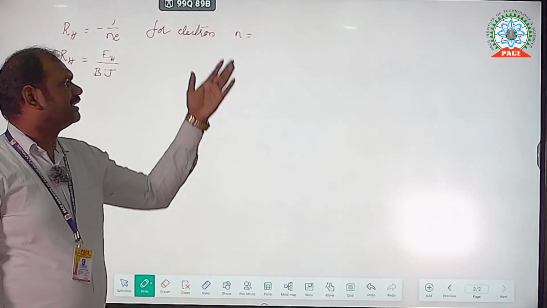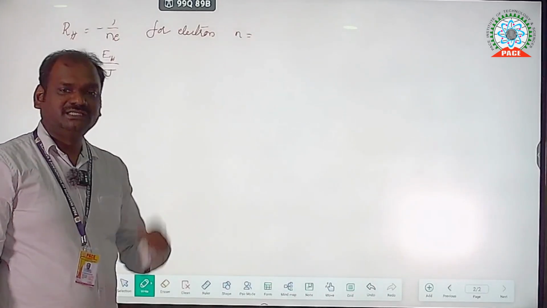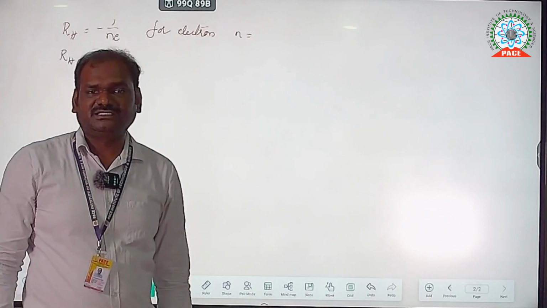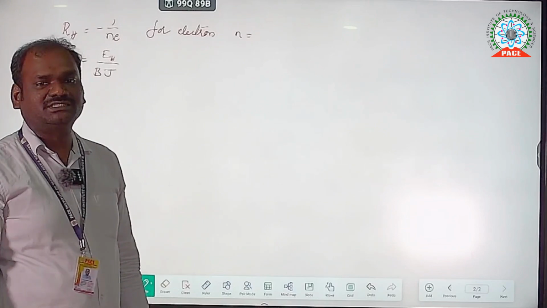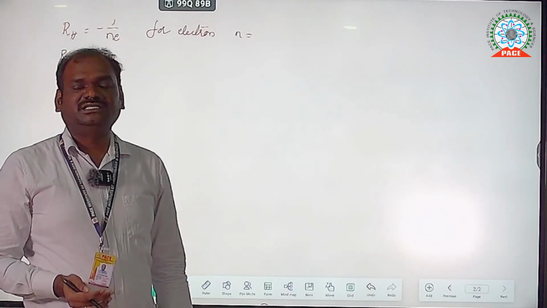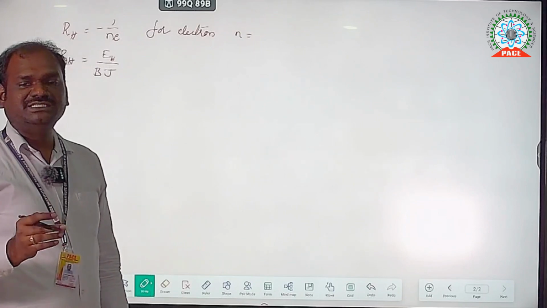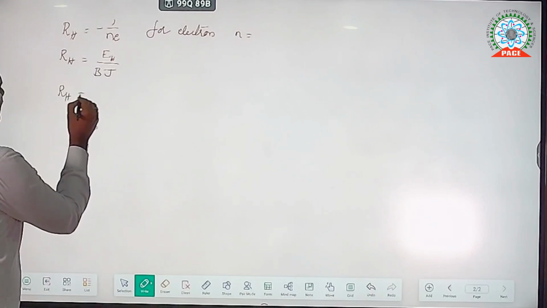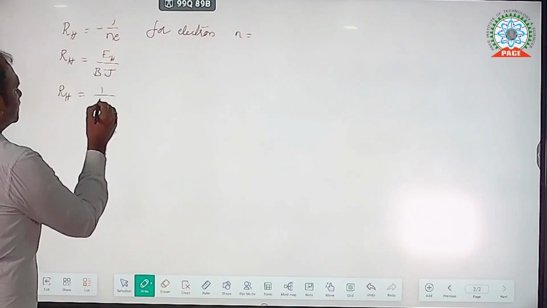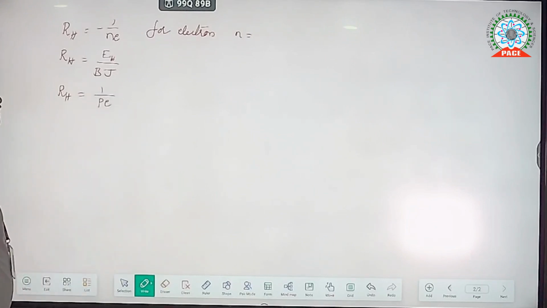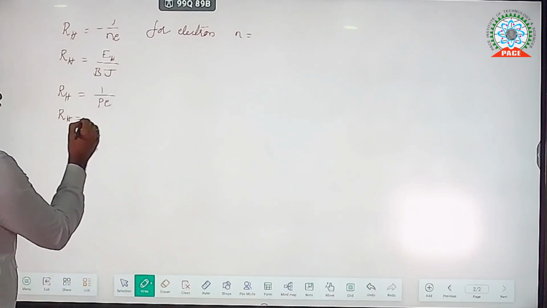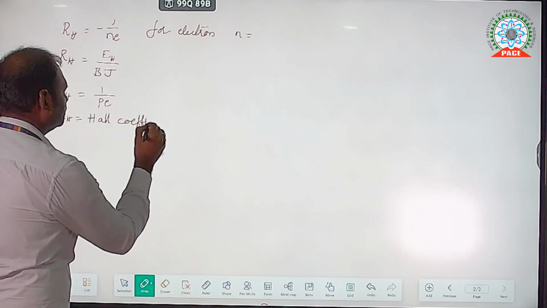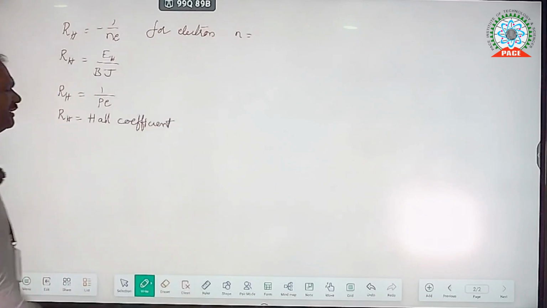Majority charge carriers are electrons in the case of an N-type semiconductor. In that case, we can take carriers as electrons. But if it is a P-type semiconductor, majority charge carriers are holes. They are positively charged. The concentration of holes is indicated by p. Then the Hall quotient RH in the case of holes is equal to 1 by p e. This RH is called Hall quotient.